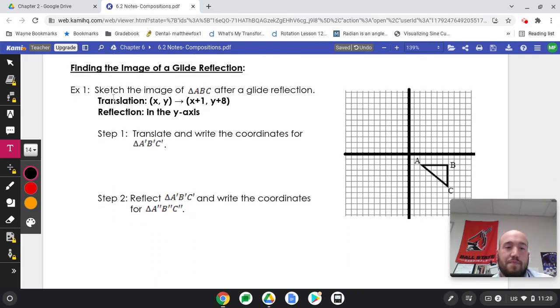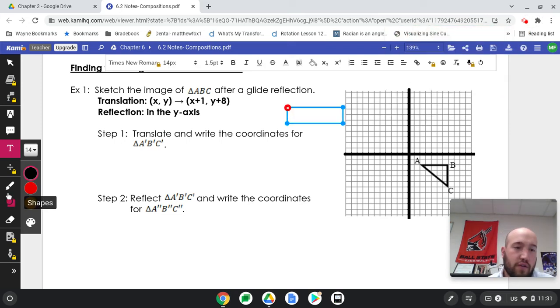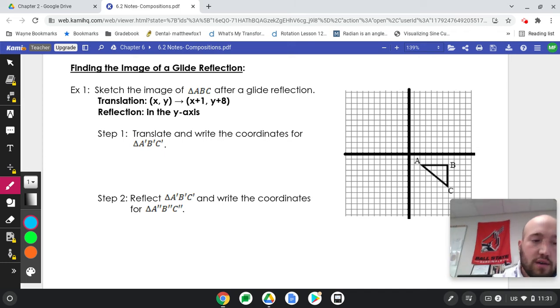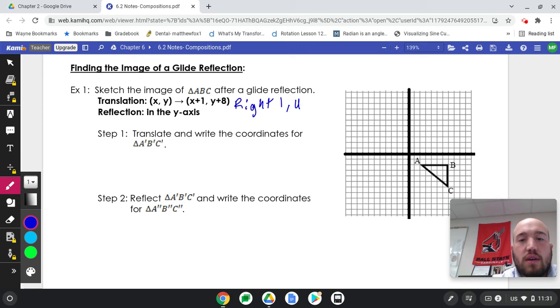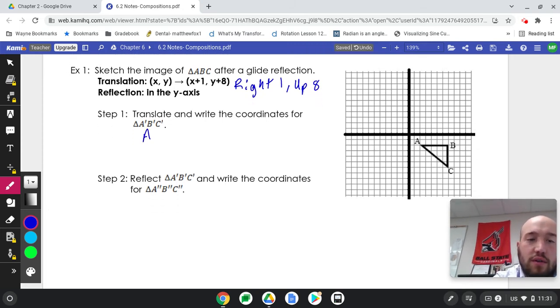So if we look here at this first one, our translation, it begins x plus 1, y plus 8, and then it reflects over the y-axis. So x plus 1, y plus 8. All right, so as we look here on this first one, x plus 1, y plus 8. It's going to move right 1 and then up 8. So right 1, up 8. And you can count each of these over, or you can figure them out. It's up to you. A prime, B prime, and C prime, that's what we want to find.